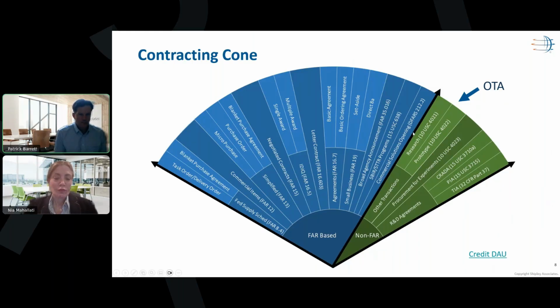This is a great resource for getting interactive information on pros and cons of all of the different types of contracts, including OTAs. So I highly encourage everybody to spend a little bit of time on DAU's website using this tool. The government obviously trains their acquisition professionals on how to use this, and if you're on the industry side of the house, it's great to understand as well.